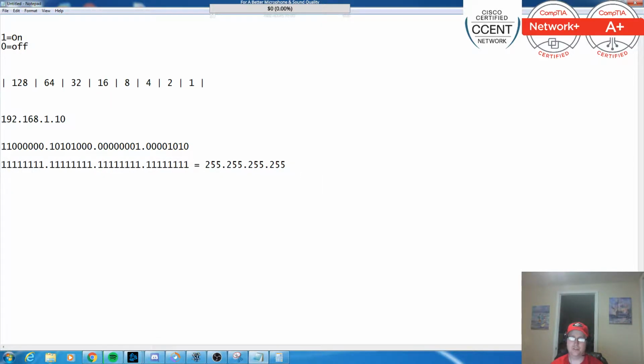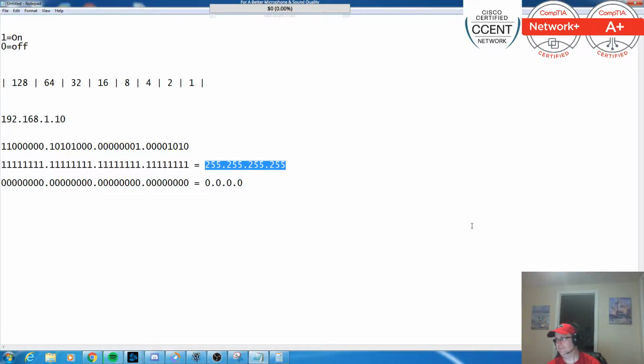And if you have all zeros, of course you're going to have an IP address of all zeros. This is considered a broadcast address. So an IP address will never be this, because it's considered a broadcast address, and an IP address can't really be zeros either.